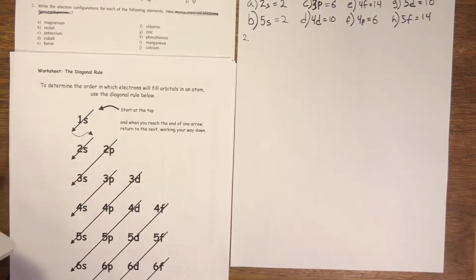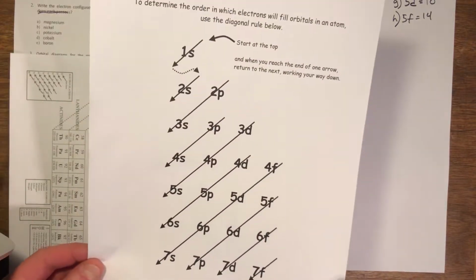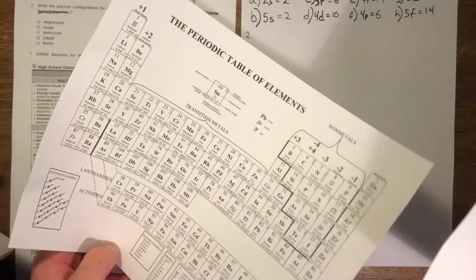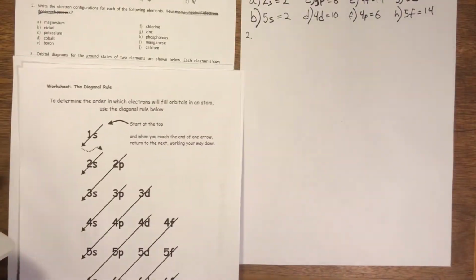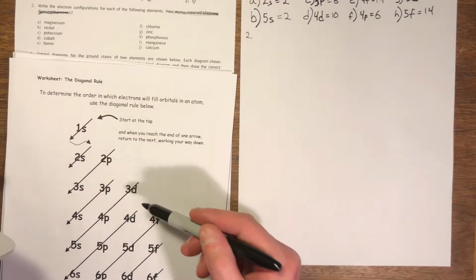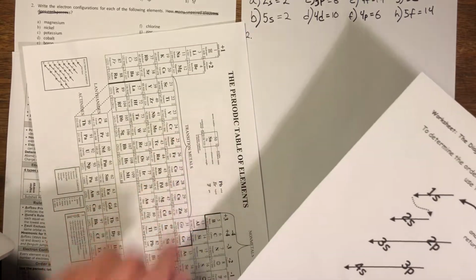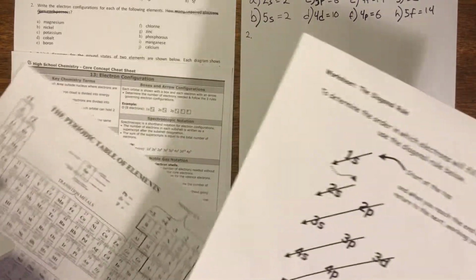Okay, so for this, you're going to need the diagonal rule sheet, and then also a periodic table. This one's going to be more important, but you do need this one just for reference.